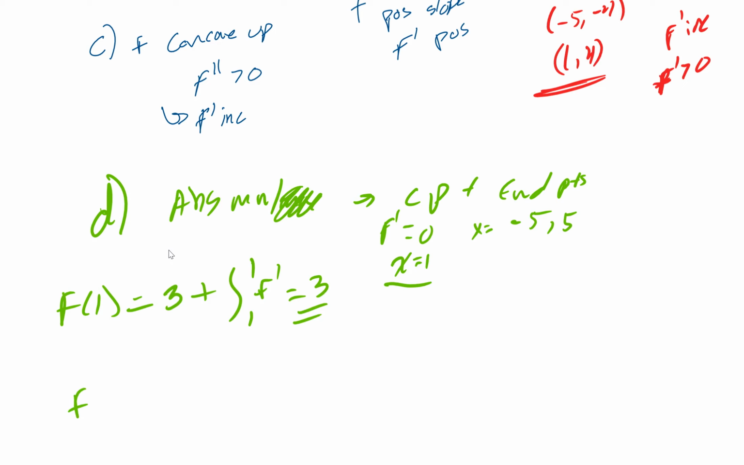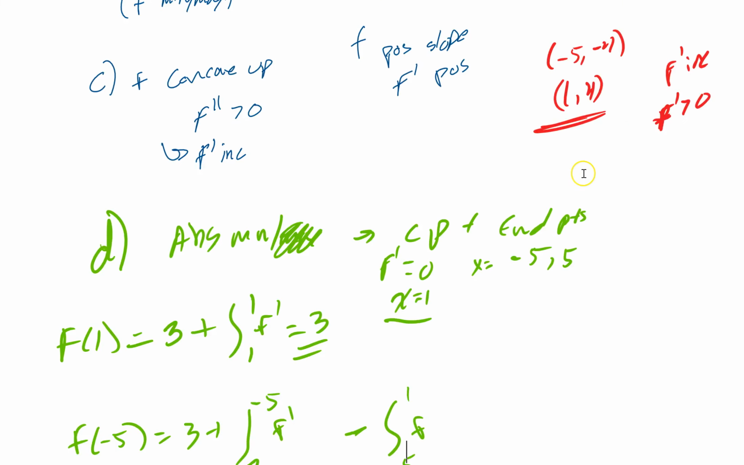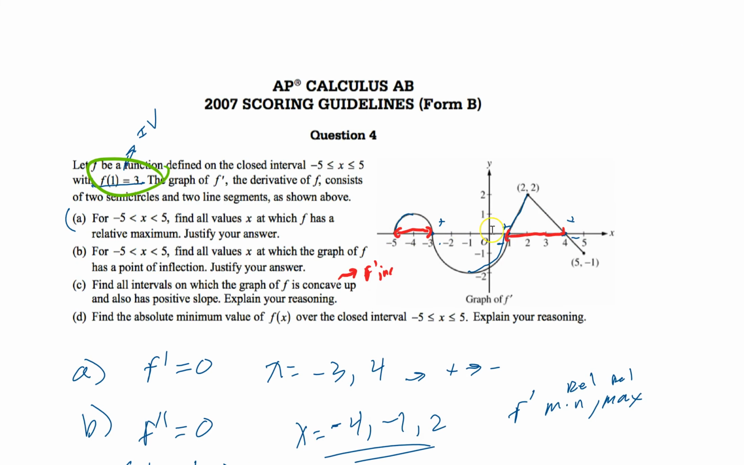If I want f of negative 5, it's going to be 3 plus the integral from 1, sorry, I messed that up, to negative 5 of f prime. This is just area, so I have to flip this, so that's the same thing as the negative of the integral from negative 5 to 1. Negative 5 to 1, that's pain.